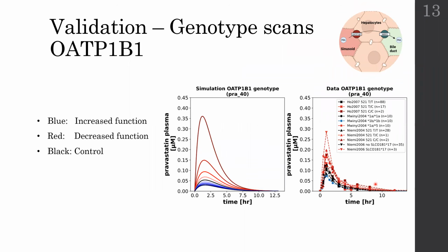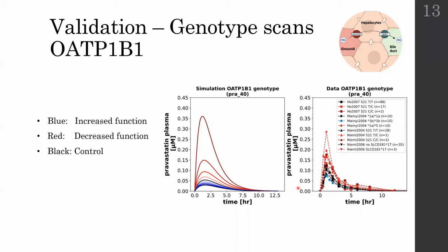So here we see the validation for genotype scans, specifically for OATP1B1. And here we were mostly interested in the impact that an SNP may have on the pharmacokinetics of pravastatin. And we wanted to see if the model was able to accurately predict the effect of an SNP on the genotype and on the pharmacokinetics of pravastatin.